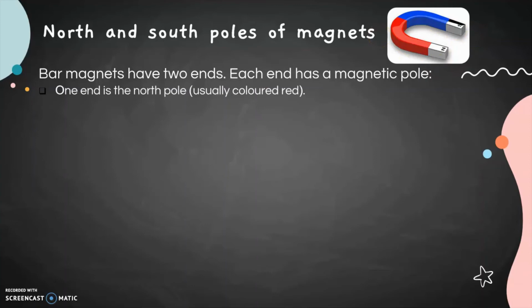One end is the north pole. The red one, usually colored red, is north. And then the other end is the south pole, usually green or blue, like this, south.